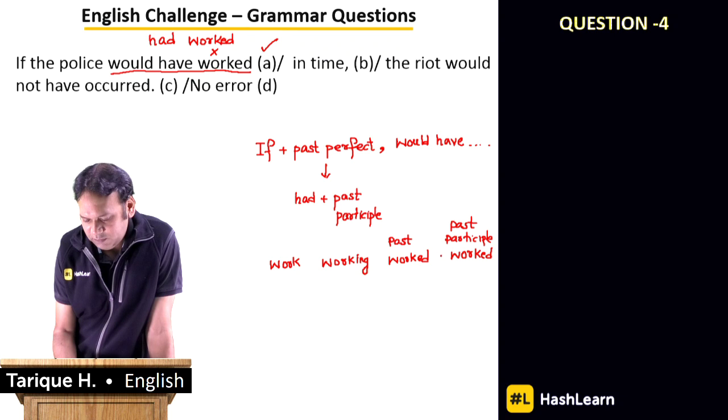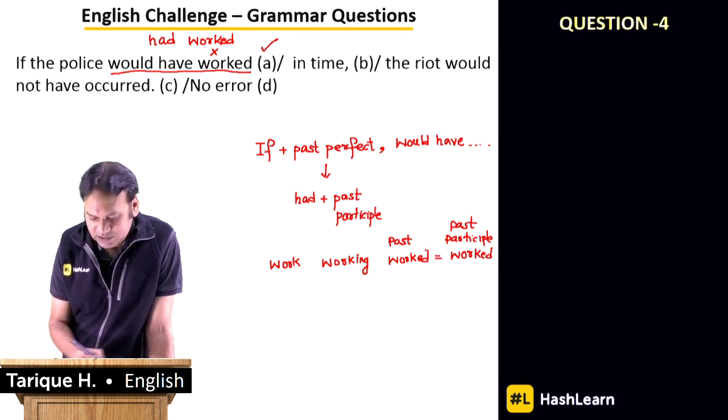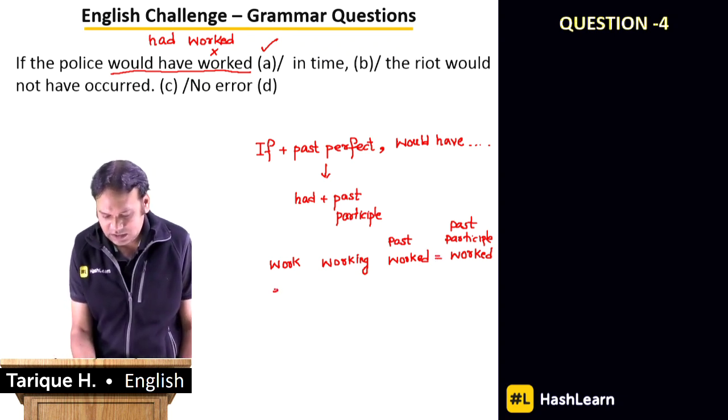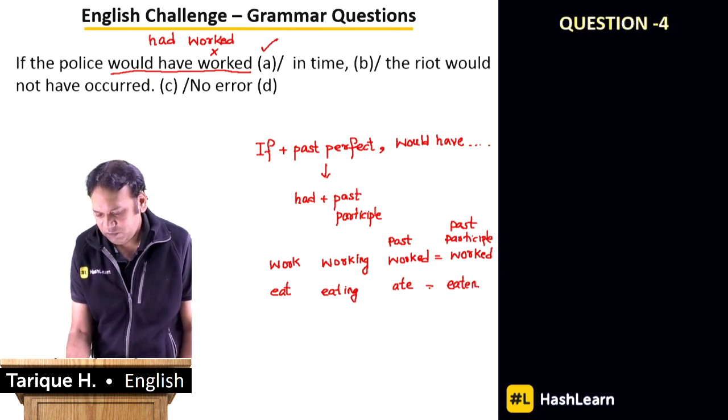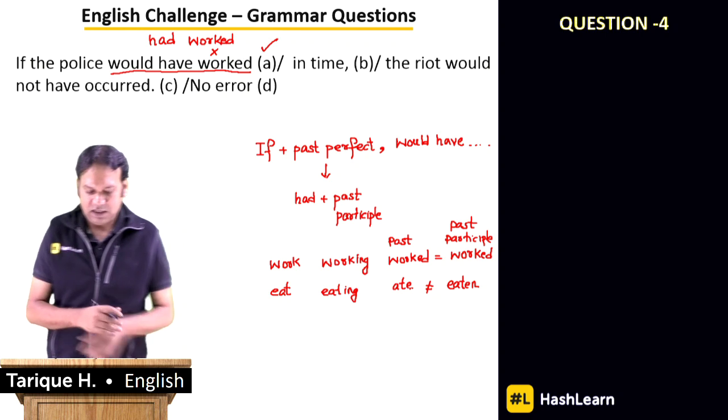So this is the same here because it's a regular verb. But sometimes when we have irregular verbs like eat, which becomes eating, then it becomes ate in the past tense, and the past participle becomes eaten. Those are irregular verbs, where the past tense is not the same as the past participle.